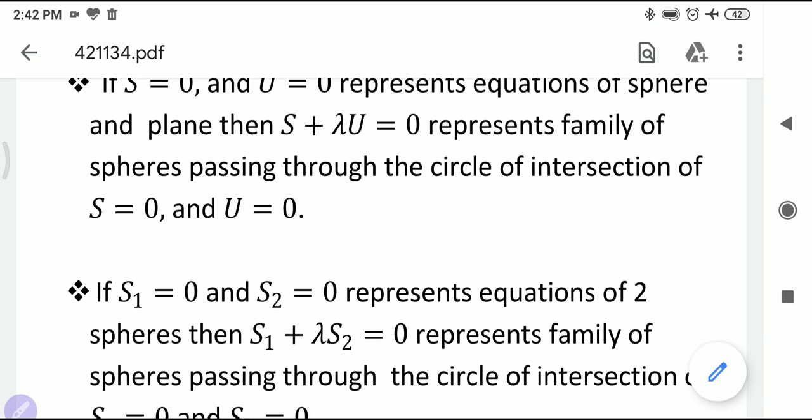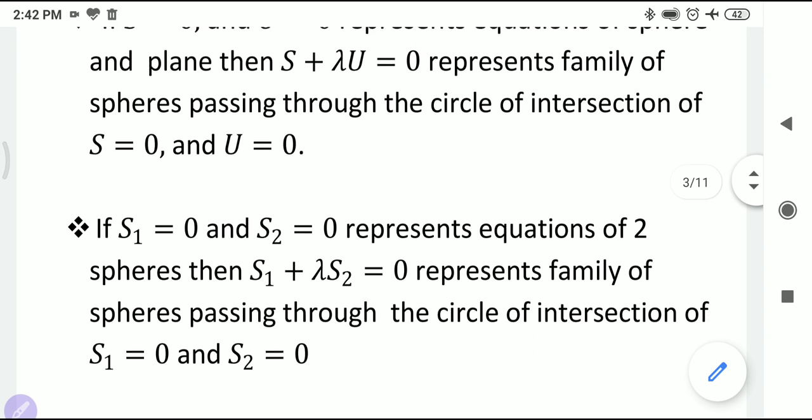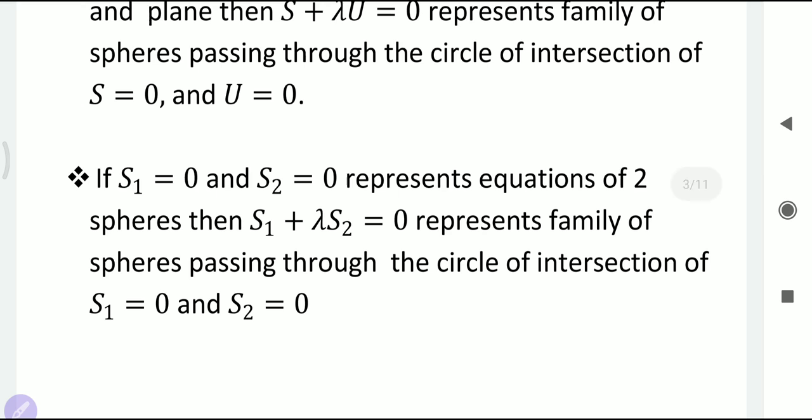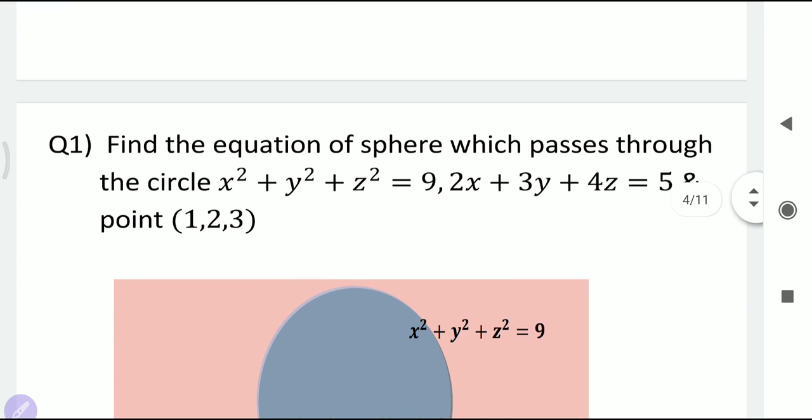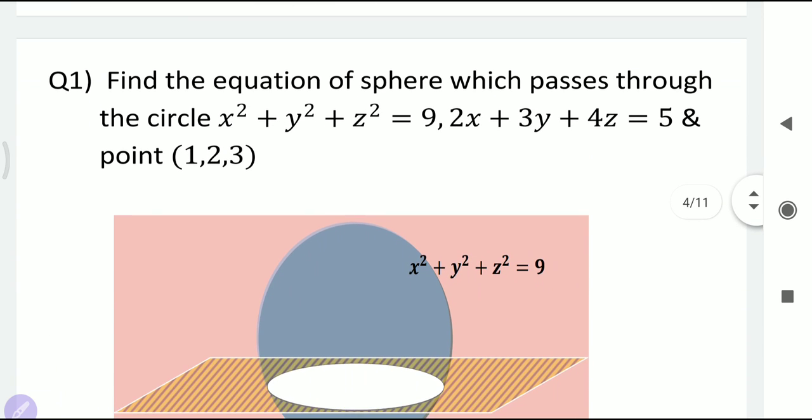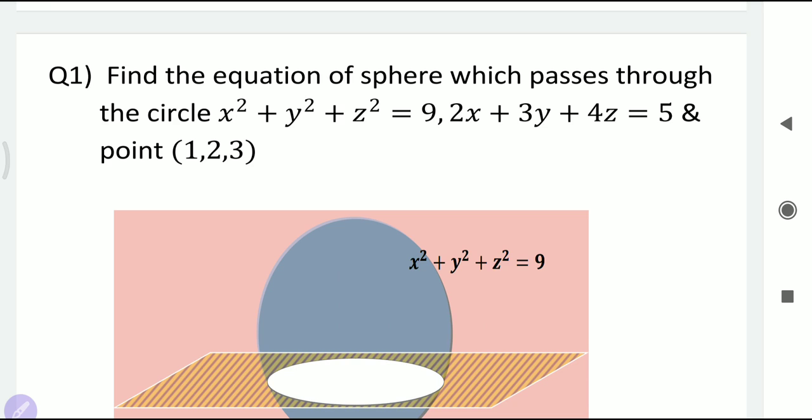How many such spheres can you draw? You can draw infinitely many such spheres passing through a circle. Similarly, if you have two spheres, we know that the intersection of two spheres is a circle. If you want to find the equation of a sphere passing through that circle, then the equation of that sphere is S1 plus lambda S2 equal to 0. Again, how many such spheres can you draw? There are infinitely many. So let us start with some examples on sphere passing through circle.